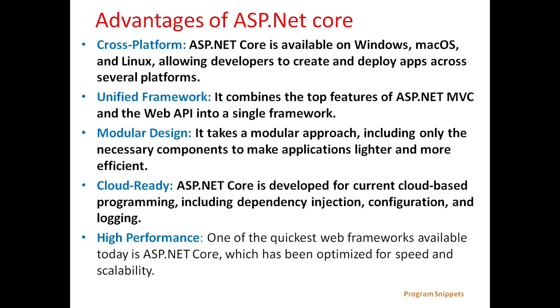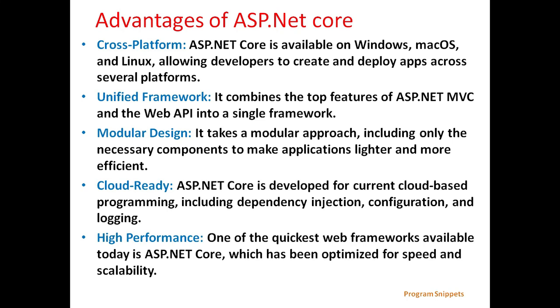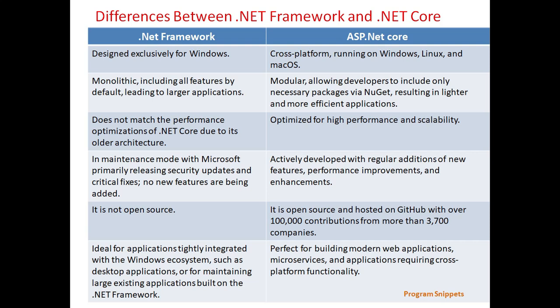Then cloud ready. ASP.NET Core is developed for current cloud-based programming, which includes dependency injection, configuration and logging, and high performance. One of the quickest web frameworks available today is ASP.NET Core, which has been optimized for speed and scalability. Differences between .NET Framework and .NET Core are: .NET Framework is designed exclusively for Windows, whereas ASP.NET Core is cross-platform, running on Windows, Linux and macOS.